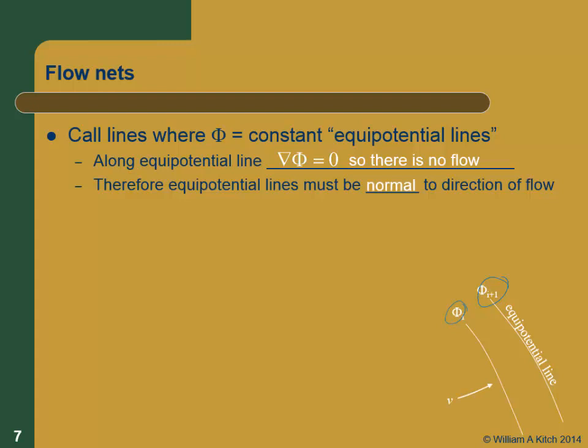So the equipotential lines have to be normal to the flow. If there's no flow in this direction, then the flow has to be normal to that direction. The flow has to be normal to that direction. So we're going to call the lines where psi is constant flow lines.